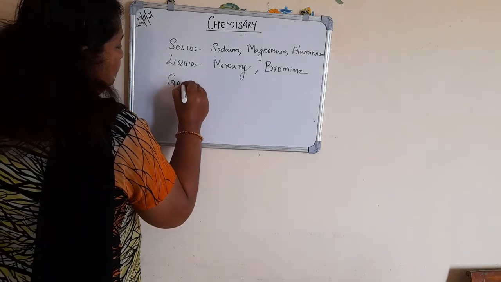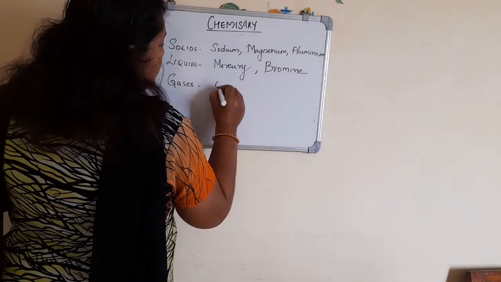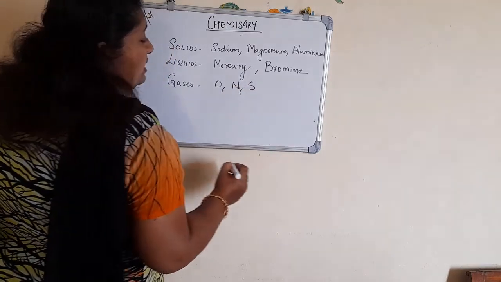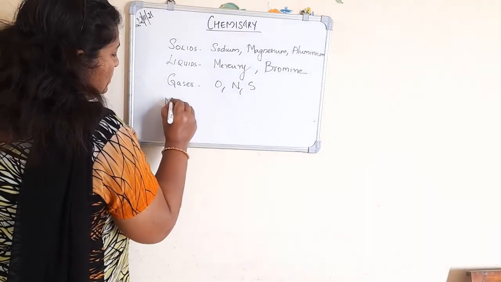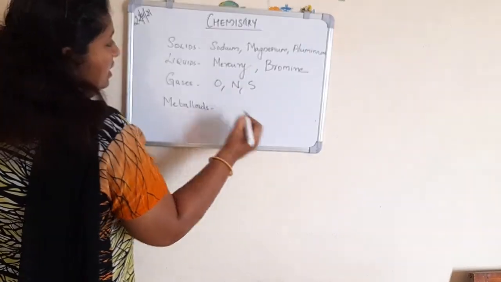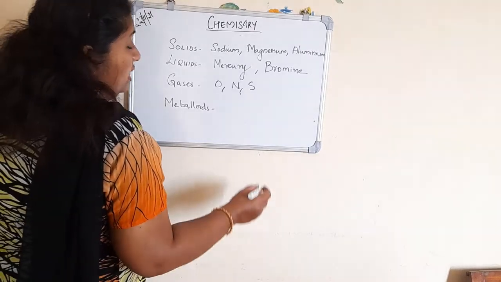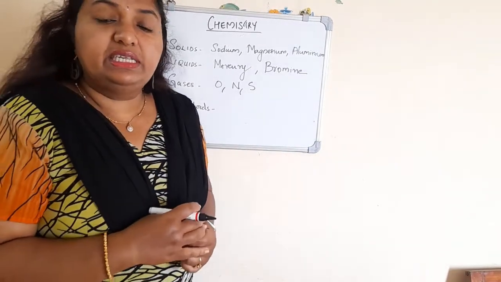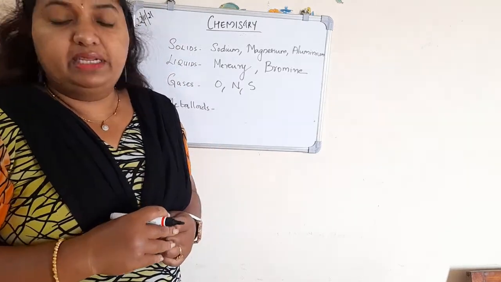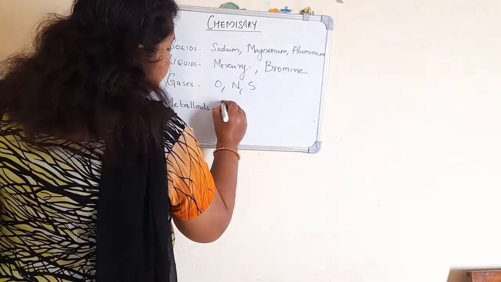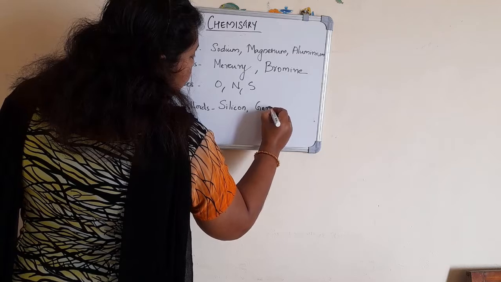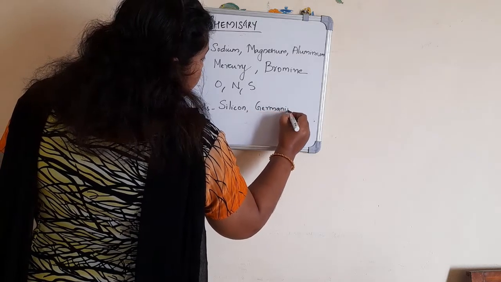Now gases, oxygen, nitrogen, sulfur, these are all gases. Now what about metalloids? What are metalloids? Those elements which show the characteristics of both metals as well as non-metals. They are known as metalloids. Okay, so you can find silicon, then germanium, etc.